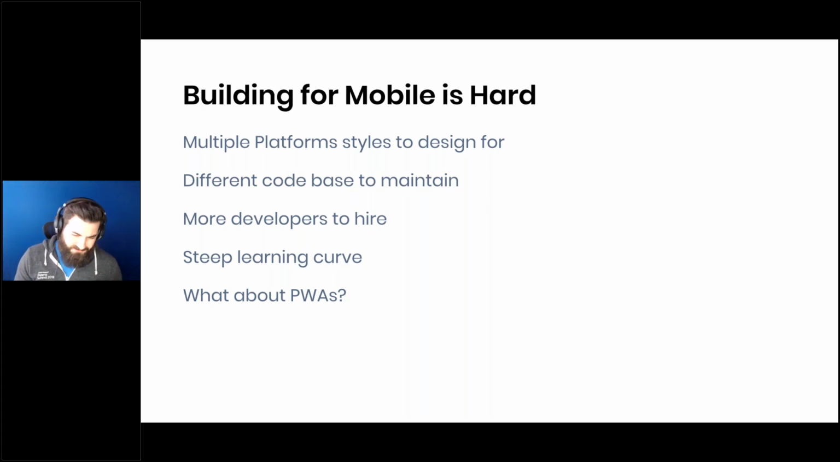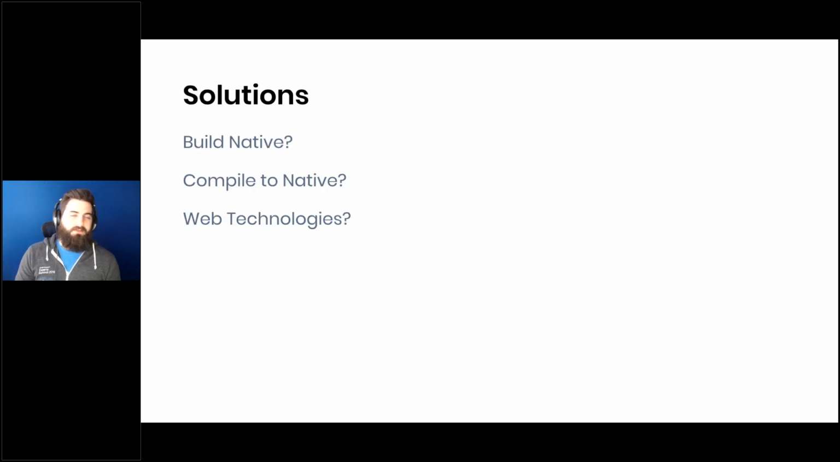And then to end it all, you might have an iOS app and you might have an Android app. What about your web presence? What about progressive web apps? These are things that you still need to keep in mind and think about as you're developing your app. So what are some of the solutions? Well, you can go ahead and build native. We could compile to native, or we could just use web technologies. Let's see how each one of these breaks down.